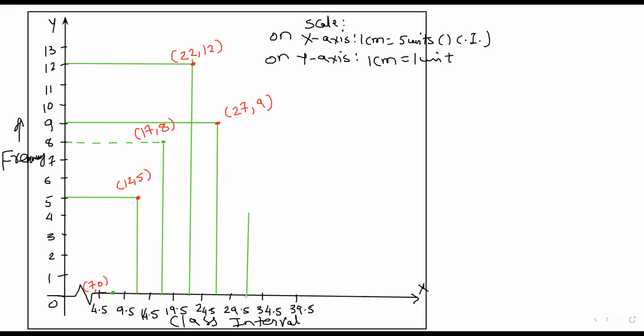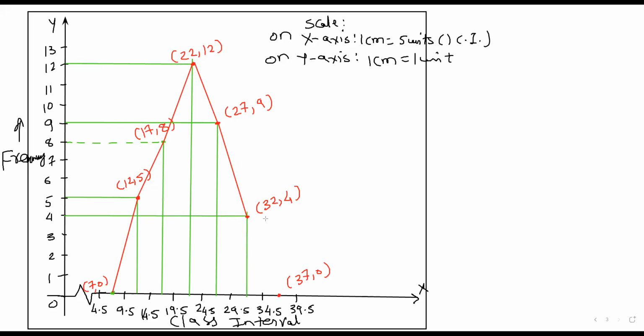32, 4. And then what is the last one? 0. 37, 0. Okay, join it with straight lines and you should be able to get the polygon. See if it comes out like this. Yes, correct. Correct, very good. Did you take 1 centimeter equal to 2?